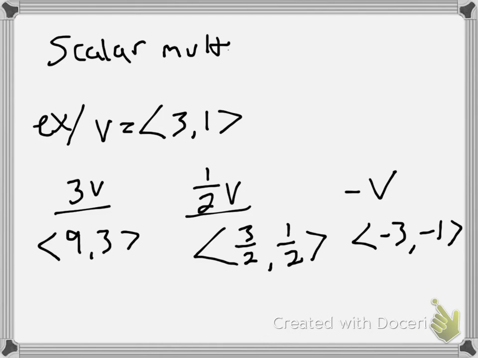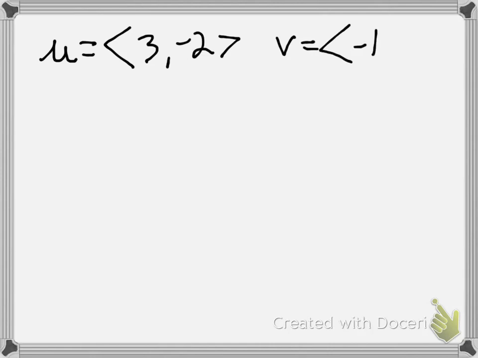Alright, next. Okay, so you can also have ones that you're doing a little more work to. So let's say I have u as 3, -2, and our v is at -1, 4. Okay? And let's say that we wanted to come up with a new vector, w, that's 3u plus 2v.